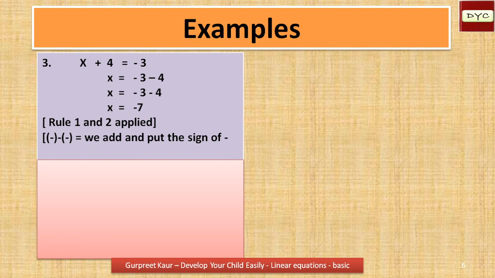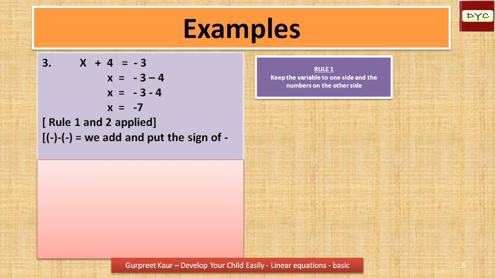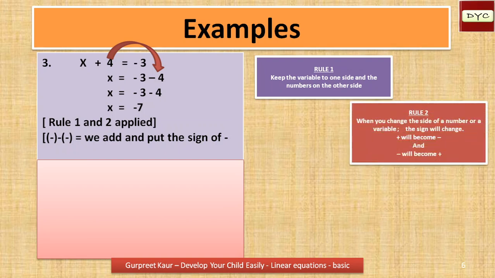Let us take another example. Here x plus 4 is equal to minus 3. So as per the rule, what is the situation? I will take 4 on the other side as per rule number 1. Keep the variable to the one side and the number on the other side. So what I have done is, I have taken 4 on the other side. And what is next rule? Change the sign. Plus will become minus and minus will become plus. So it was plus 4. When taken to the other side, it has become minus 4.